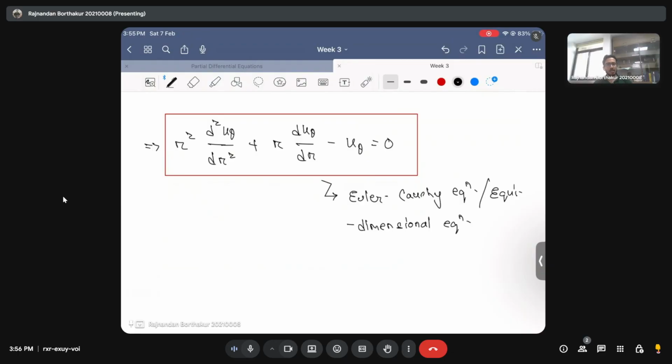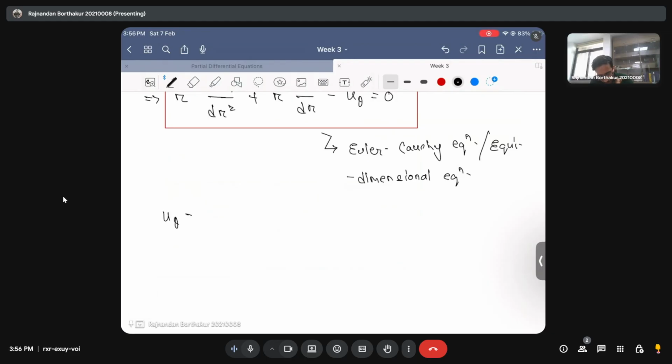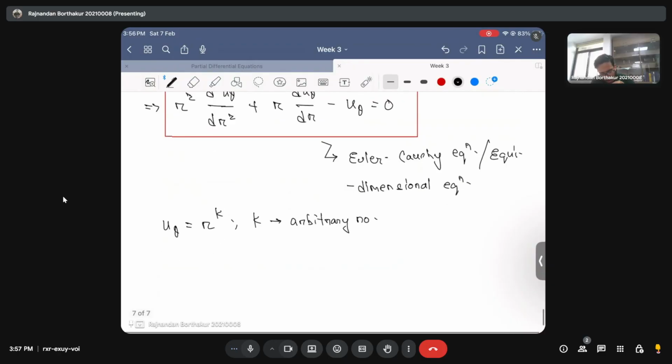The procedure to solve for u_θ hinges on the fact that the individual terms in this equidimensional equation, or Euler-Cauchy equation, are of the same dimension. So what we'll do is consider u_θ to be of the form r to the power k, where k is basically an arbitrary real number, and we are going to find out what the value of k is. So we'll assume u_θ to be of the form r^k.